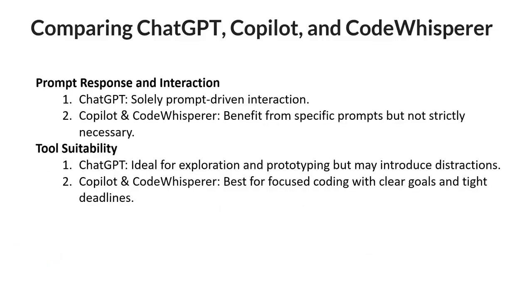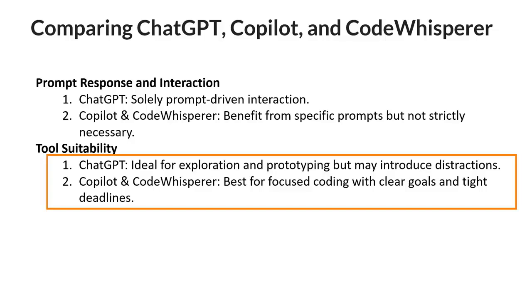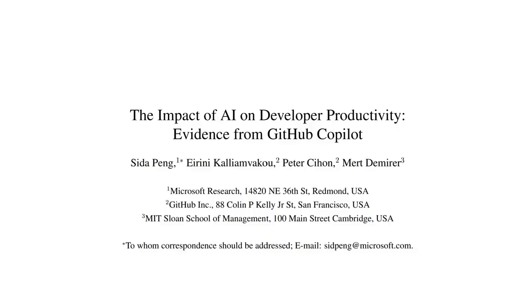Let us also compare the interaction model. In case of ChatGPT, your interaction is solely prompt-driven. With Copilot and Code Whisperer, you have the benefit of specific prompts, but you're not limited to the prompts. It can also provide you autocomplete suggestions. So in summary, ChatGPT can be ideal for exploration, for prototyping, while Copilot and Code Whisperer are best for focused coding with clear goals and tight deadlines.